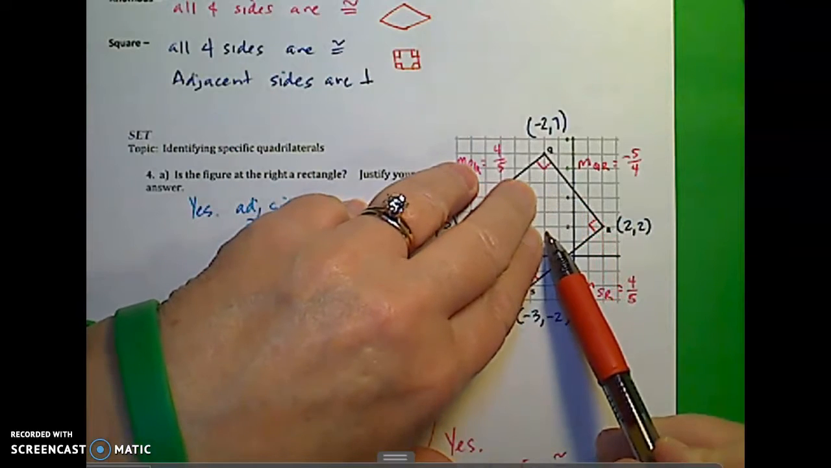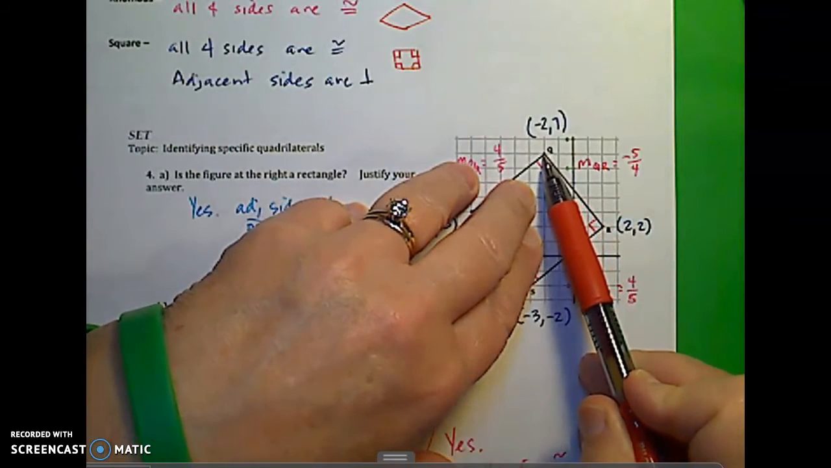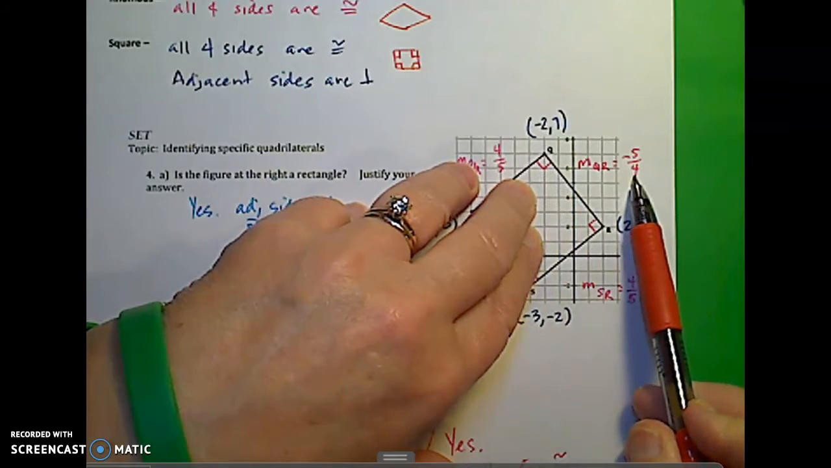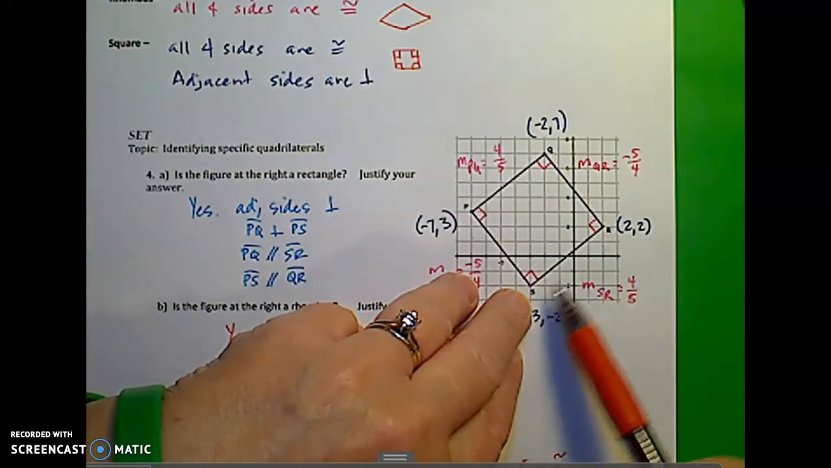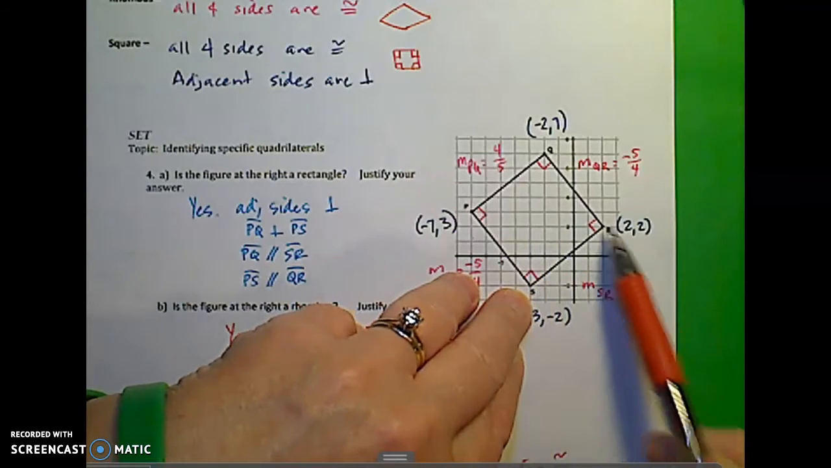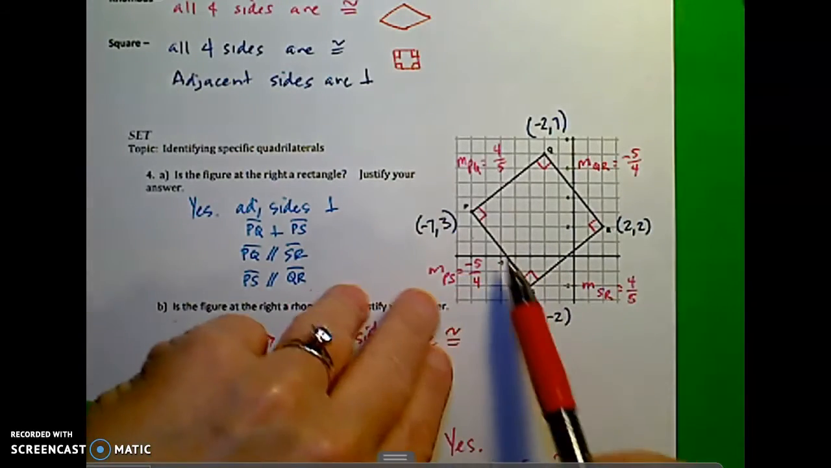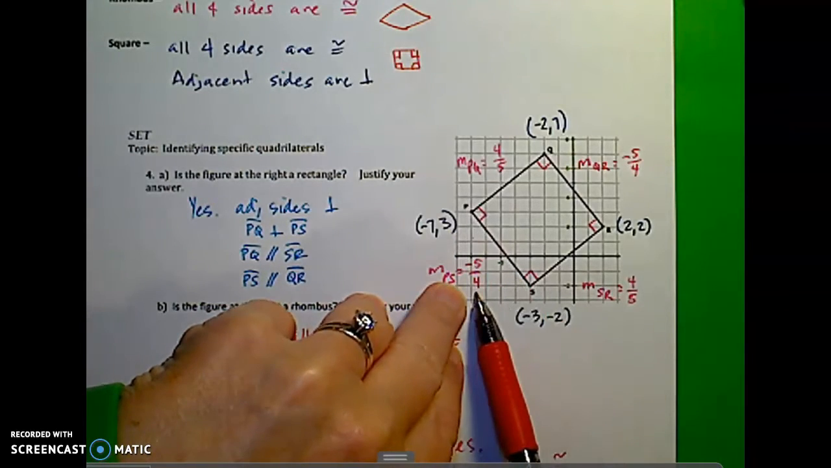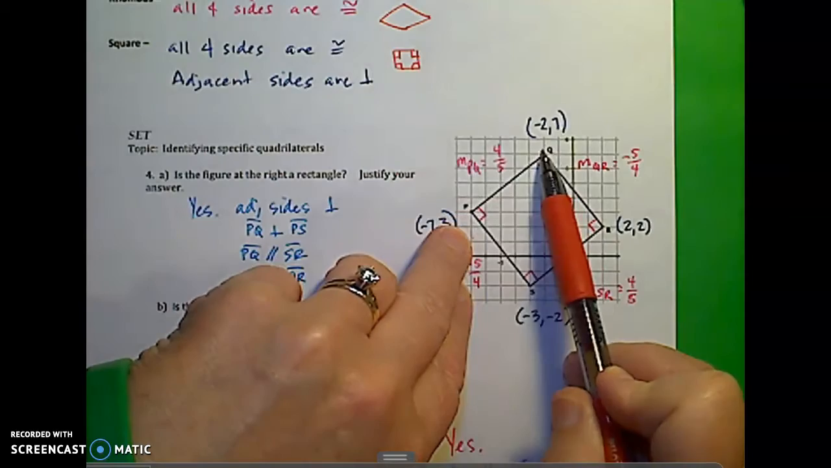And I can get the slope just by counting off boxes here. So here, QR, I got down 5 over 4, -5/4. S to R, it's going to be up 4 over 5, 4/5. P to S, down 5 over 4. And PQ, up 4 over 5.